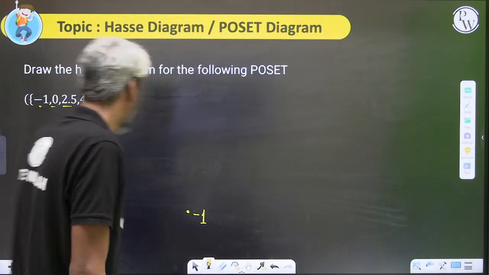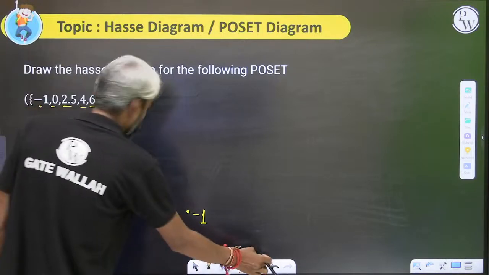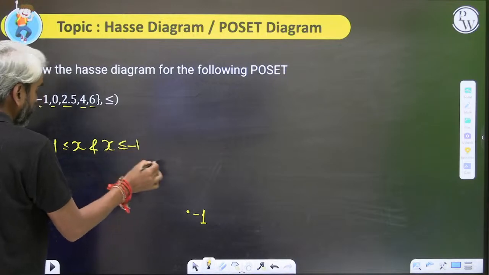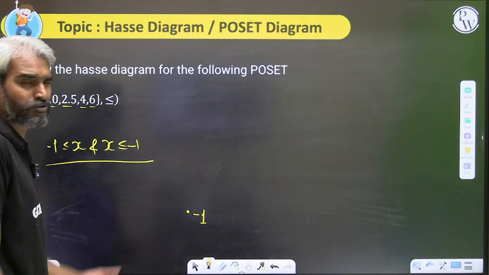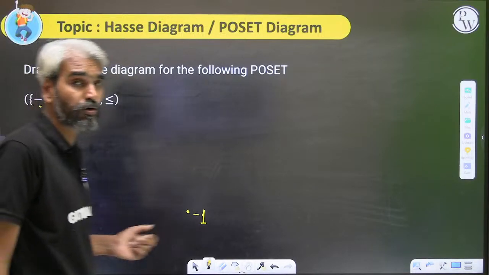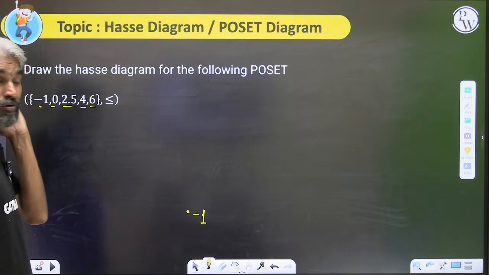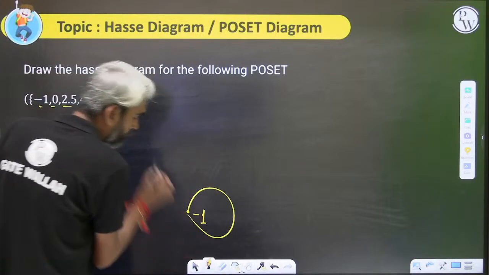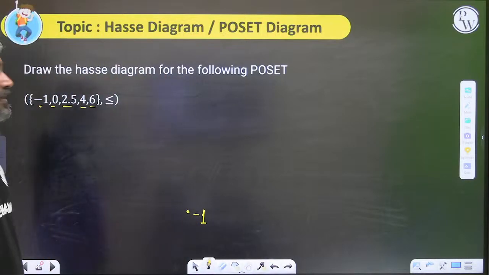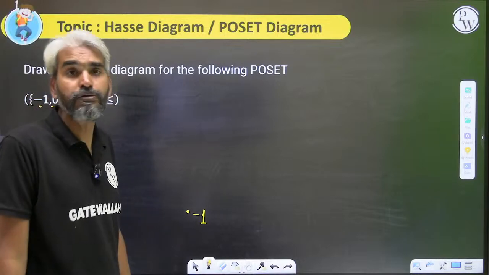Is there any element between -1 and -1 such that -1 is less than or equal to x and x is less than or equal to -1? Do we have any such element in this set? No, sir, there's no other element apart from x itself. So apart from -1 itself, there is no other element such that -1 relates to x and x relates to -1. Therefore, you will try to draw an edge from -1 to -1. But as we said, there will be no self loop in the Hasse diagram. Therefore, you will not draw any edge for -1 relates to -1.